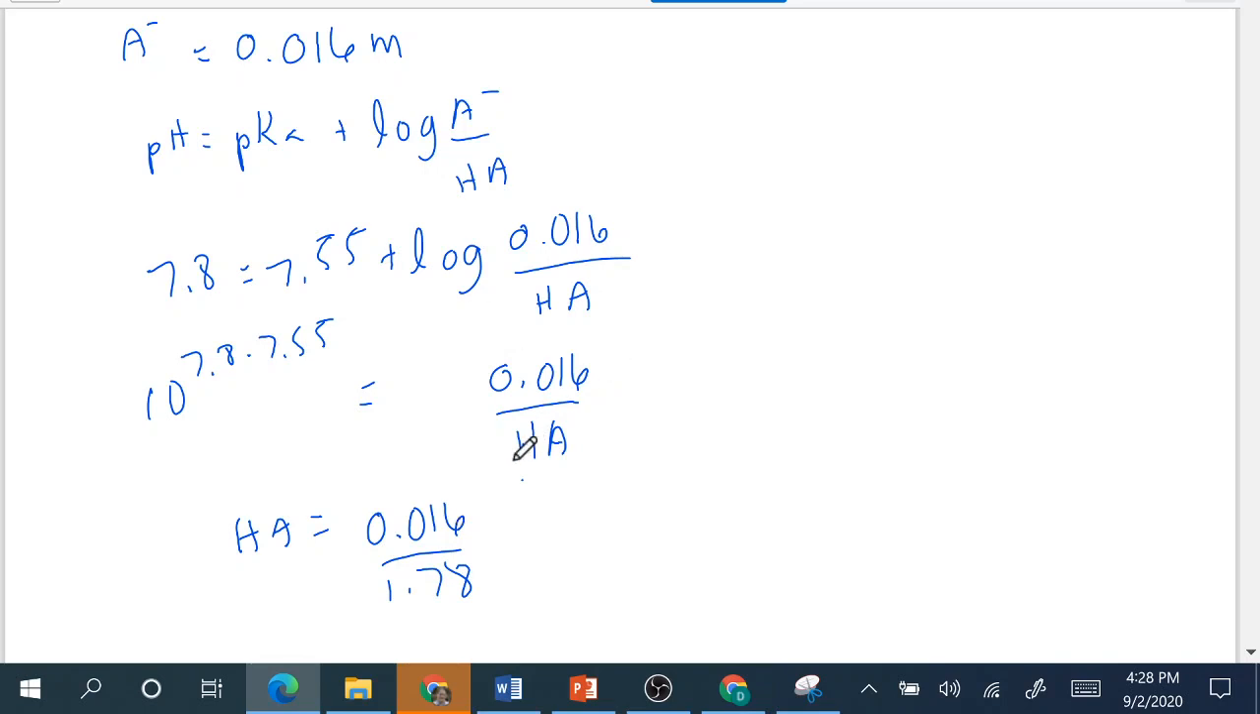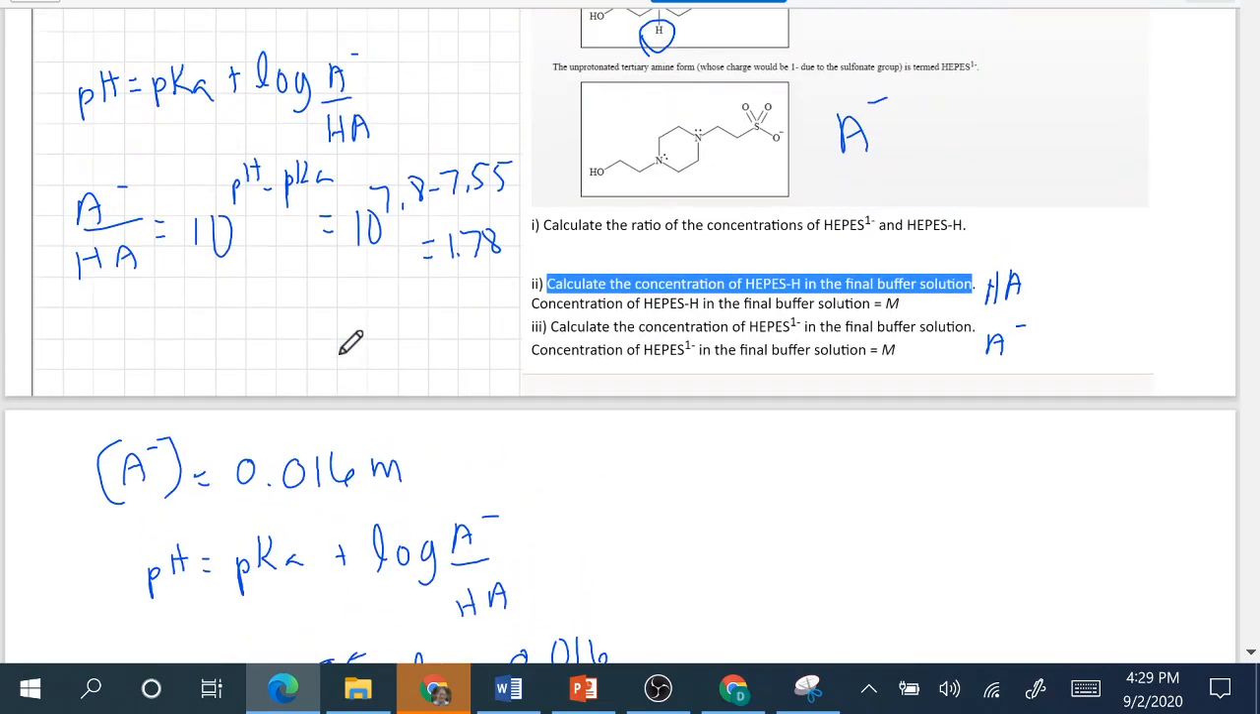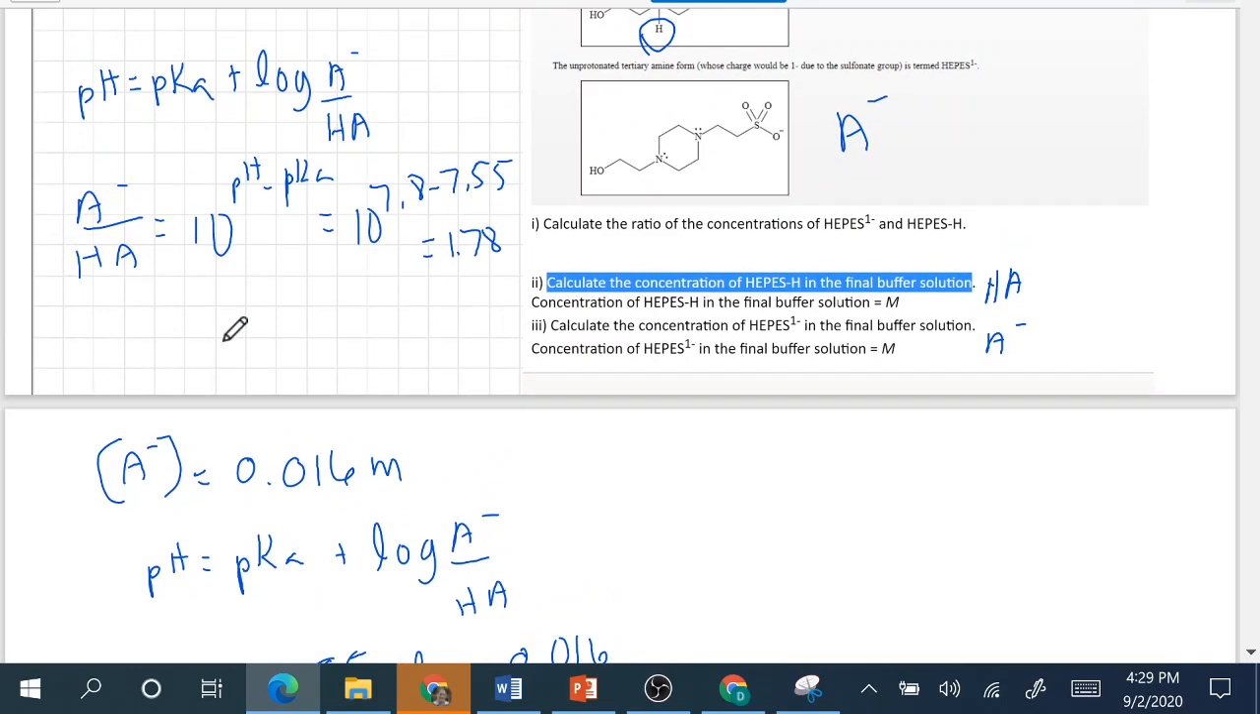So we've calculated the concentration of HA. We did A minus in the last video, and that's what we used to add to our 0.025 moles of sodium hydroxide, remember. And then we got our A minus over HA ratio.